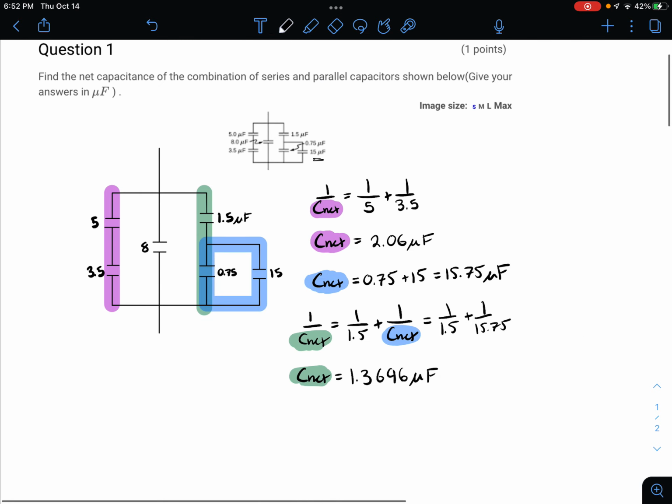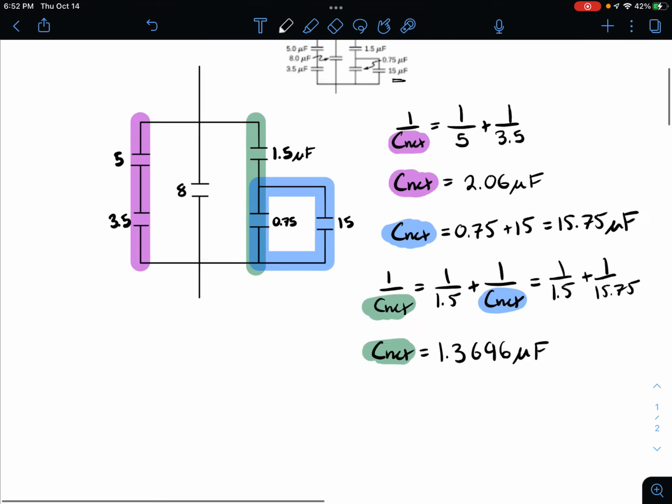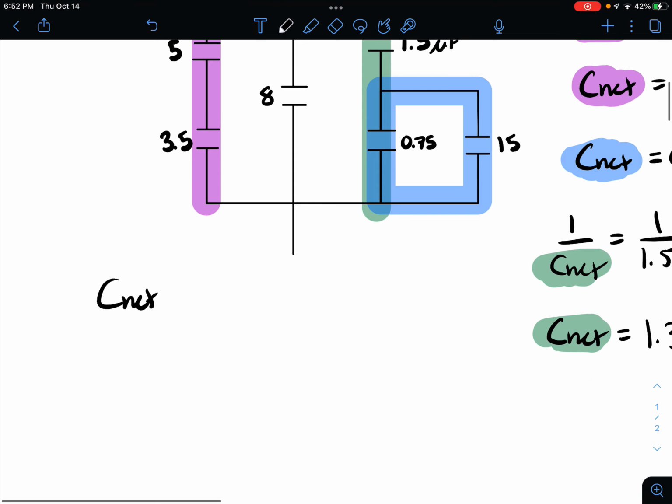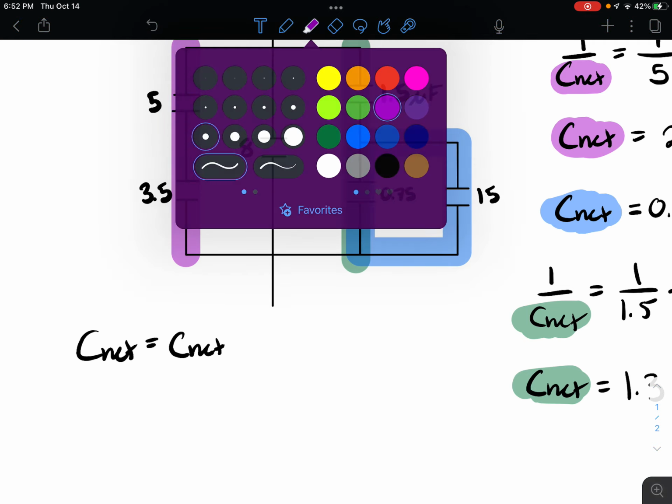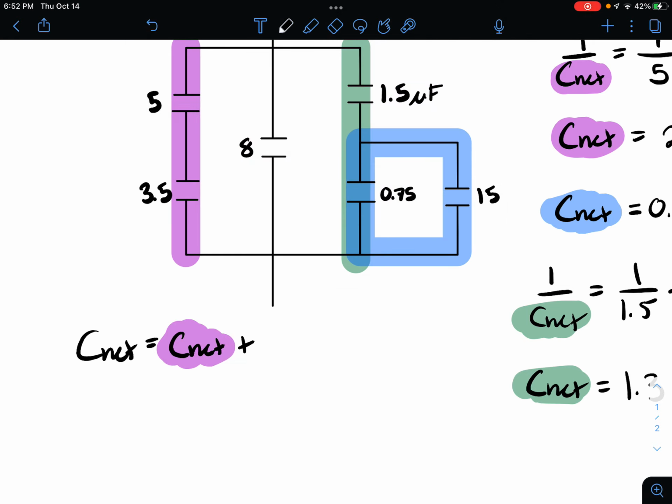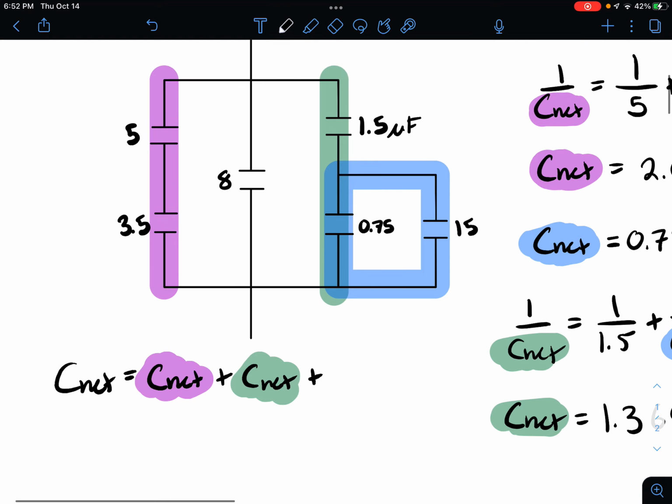So then we look at our entire system, and we can see that this branch is in parallel with this branch, which is in parallel with this branch. So that means we're going to add the net capacitance of this, plus the net capacitance of this, which is just the 8, plus the net capacitance of this. So that means our total C net, with no colors this time, is going to equal the C net for our purple section plus the C net for our green section plus this 8 in the middle, right there.